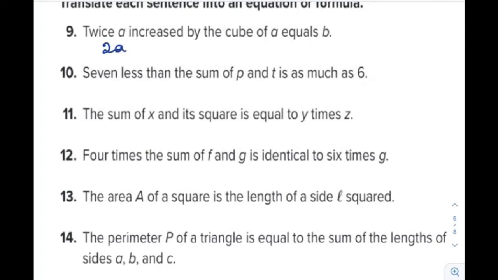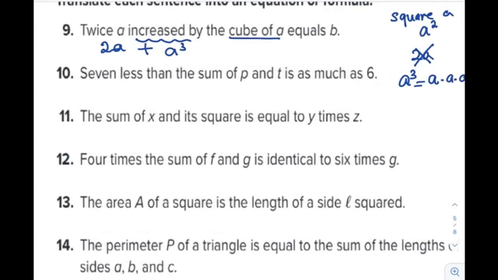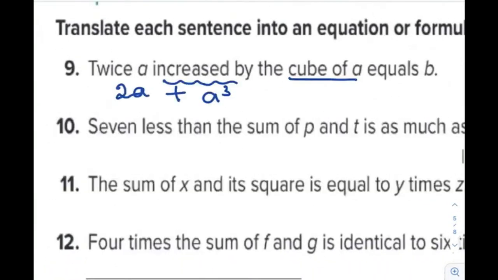increased by, plus, the cube of a, so it is a to the power 3. If it is square a, then it is a to the power 2. It is not 2a, this is twice a. Square means a to the power of 2. A cube means a multiplied by itself 3 times, so a cube is a times a times a. But we don't want to go into the details now. We are only going to translate. Then a to the power 3 is equal to b.